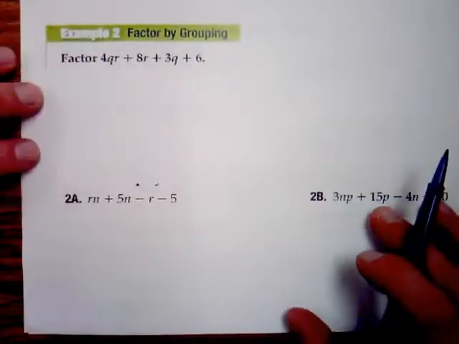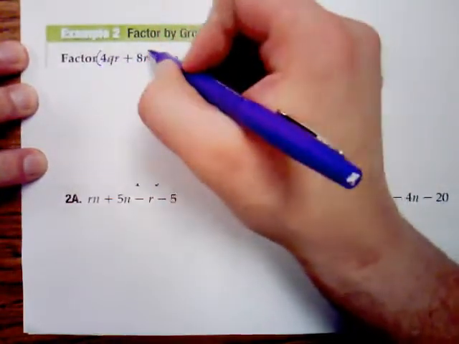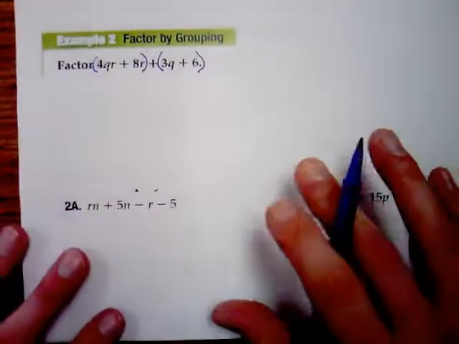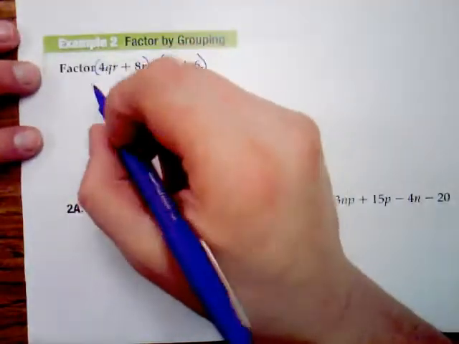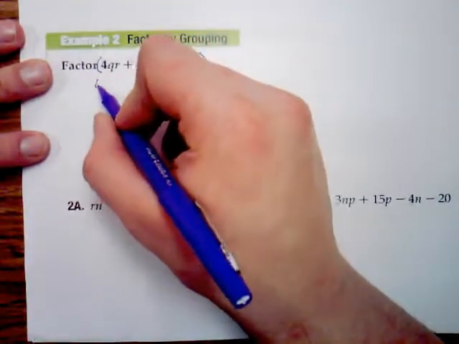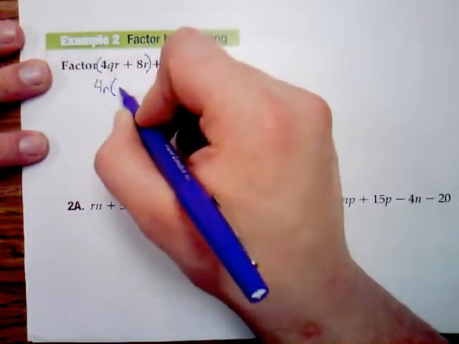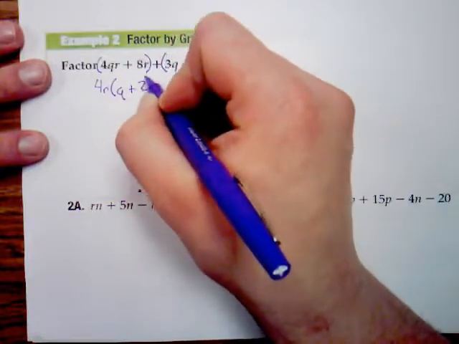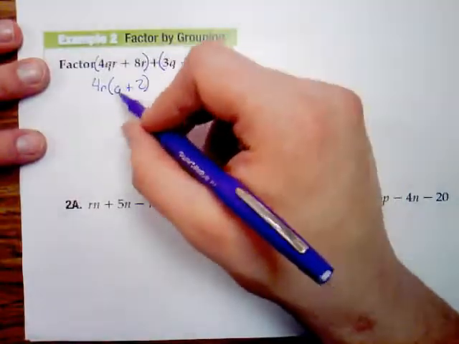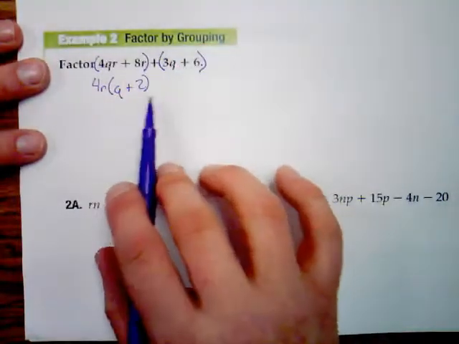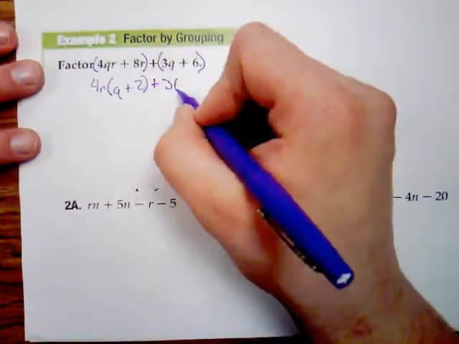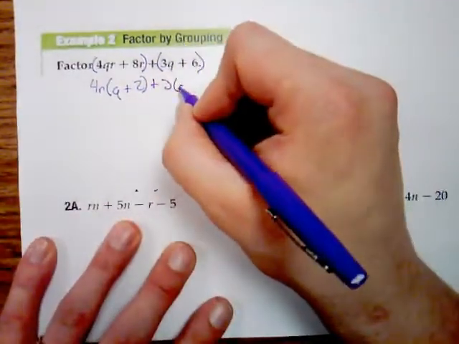So here's my 4-term polynomial, and I want to group the first 2, and I want to group the last 2. From here, it's just 2 problems like I just got done doing. The greatest common factor out of the first set of parentheses is going to be 4r. So then what's left is q plus 2. Now when I factor the second set of parentheses, I want to factor it in such a way that I'm left with the binomial q plus 2. So here, if I factor out a 3, I'll be left with q plus 2.